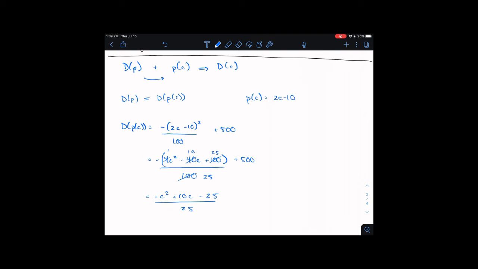And now I want to change 500 into something that I can add to this term. So I need to write it as something over 25 as well. The way that I do that is by multiplying by 25 over 25.